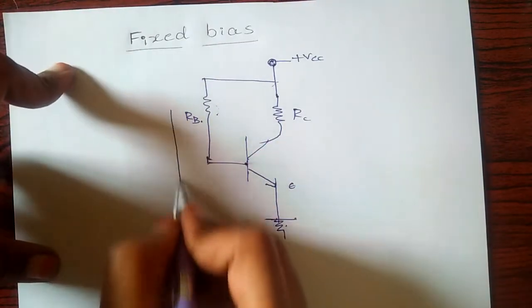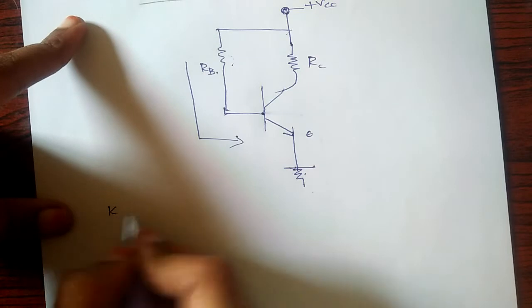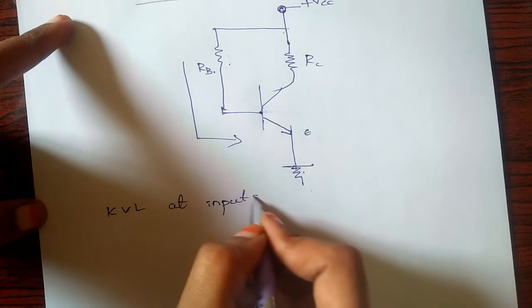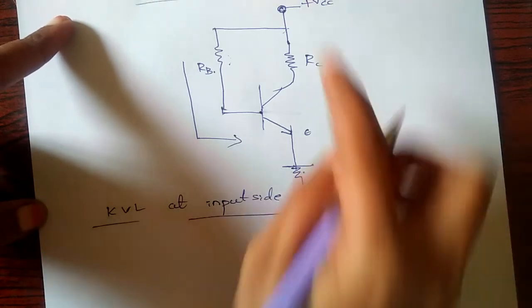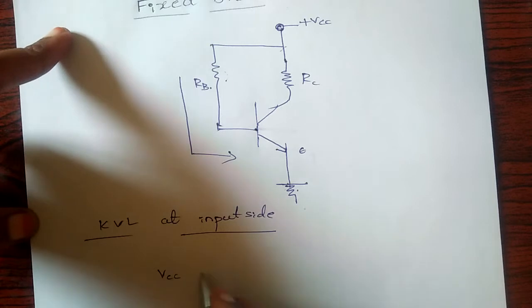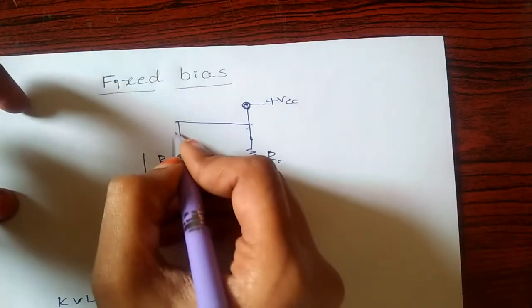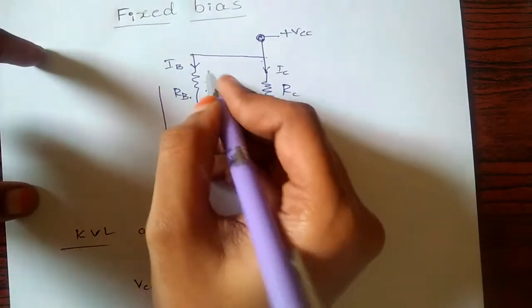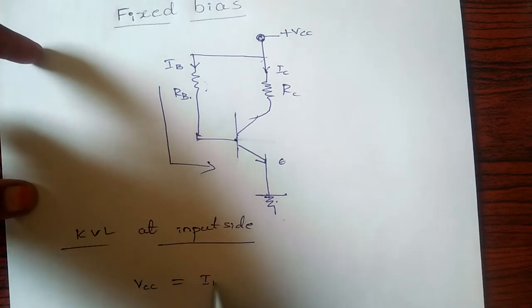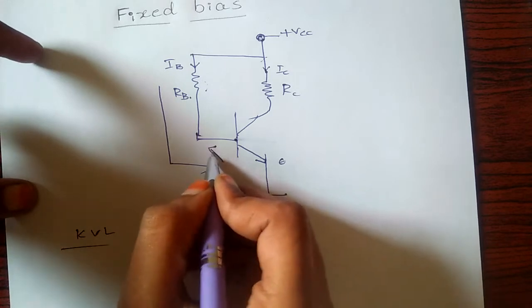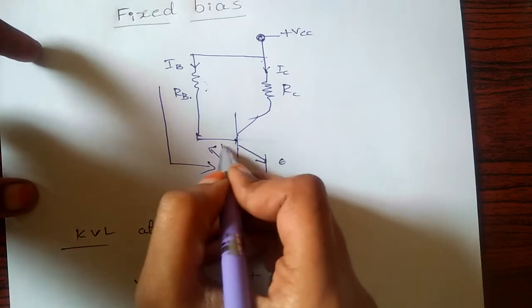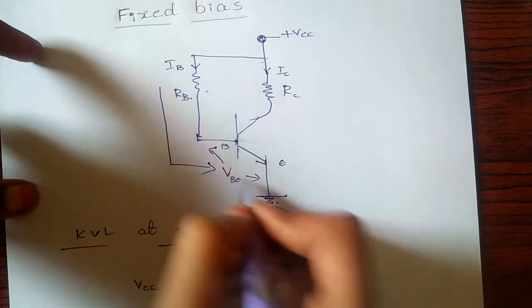So let's apply KVL at the input side. Then we get plus VCC is equal to, so the current that is flowing here is IB and IC. So IB times RB plus, and the voltage that we have here is VBE. It is a base, so VBE.